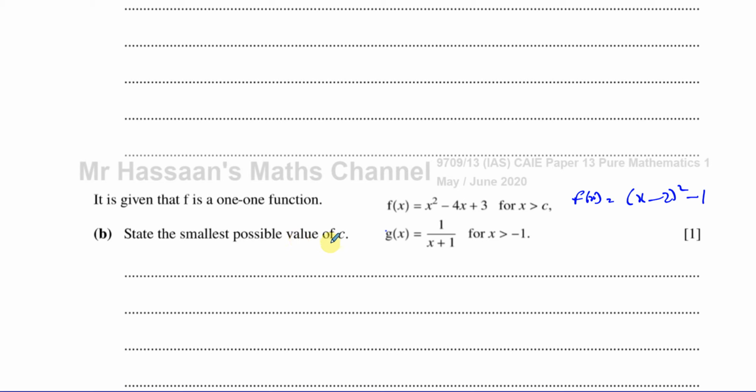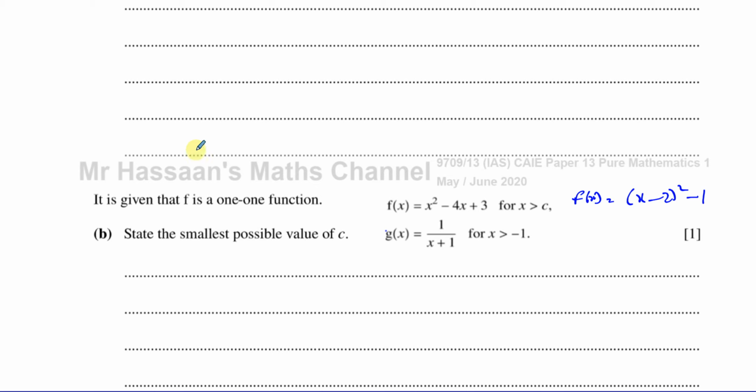State the smallest possible value of c. Now a one-to-one function is a function that for every input there is exactly one output. Okay, and there's not more than one input that gives you that same output.